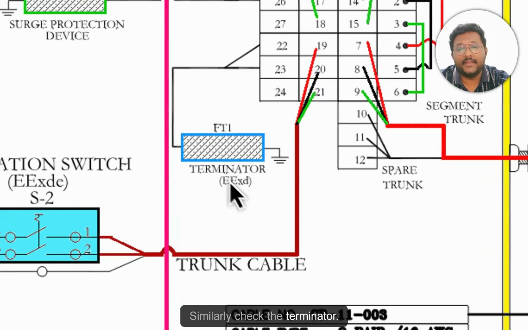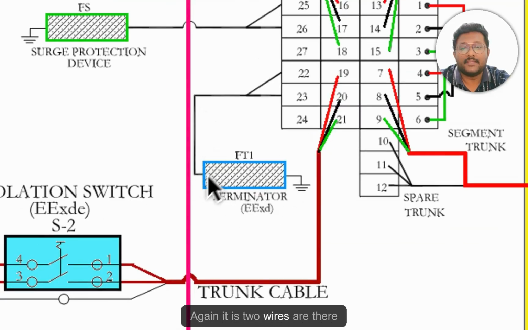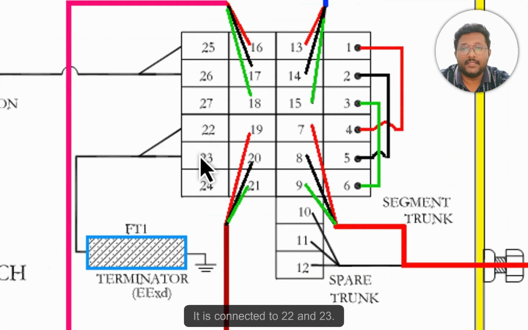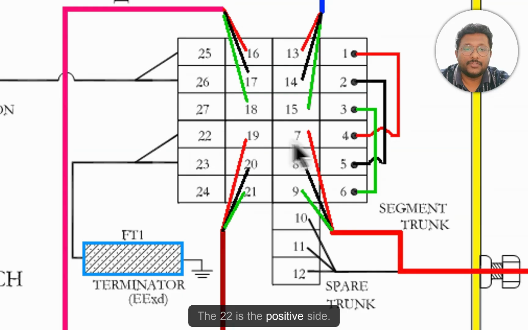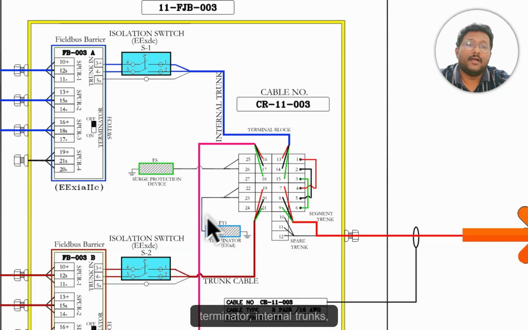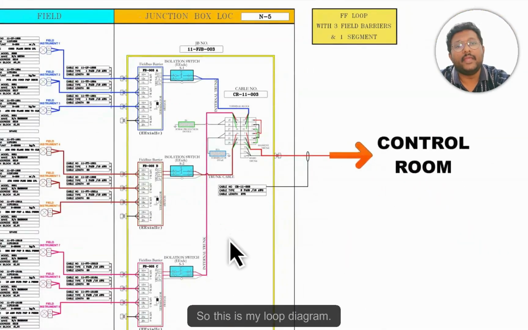Similarly, check the terminator. This is my terminator. Again, there are two wires for the terminator. It is connected to 22 and 23. 22 is the positive side, 23 is the negative side. So this surge protection device, terminator, internal trunks, outgoing trunk, everything is connected in parallel. So this is my loop diagram.